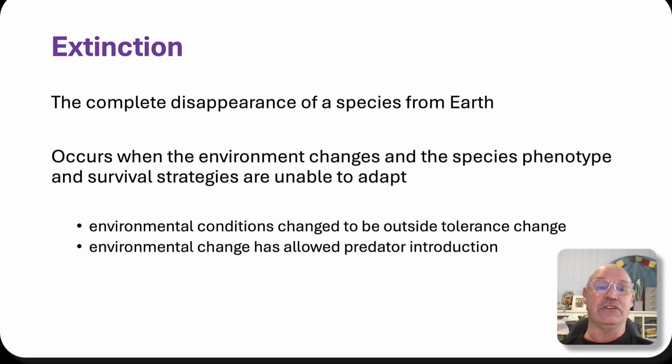So let's have a look at extinction. So extinction is the complete disappearance of a species from Earth. Look, it's actually a normal part of evolution. It occurs when the environment changes and the phenotype of the species is no longer suited to that environment and is not able to adapt. So therefore, we have environmental conditions that change outside of the species tolerance range, or the environmental change might introduce a predator in which the species has no protection from.